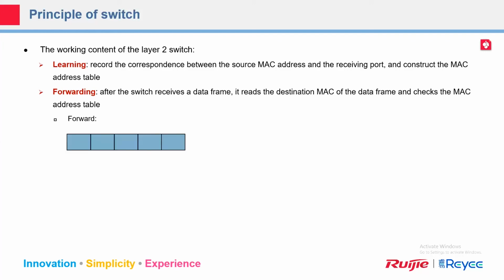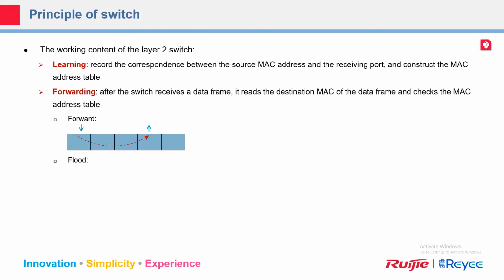If we have 5 ports on the switch, I receive the information from the first port, and then I will check my MAC address table, right? And the MAC address table will tell us to send the packet out from port 4. So finally, this packet will be sent out. This is the action of forward.